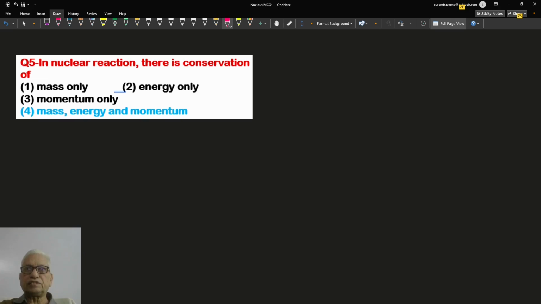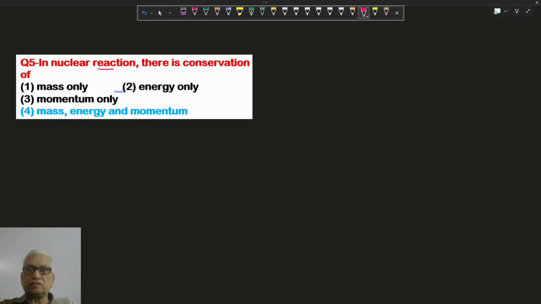Hello, in this question, in nuclear reactions, we know mass is conserved, energy is conserved, and linear momentum is also conserved. We know mass, energy and linear momentum are all conserved in a nuclear reaction. So option 4 is correct.